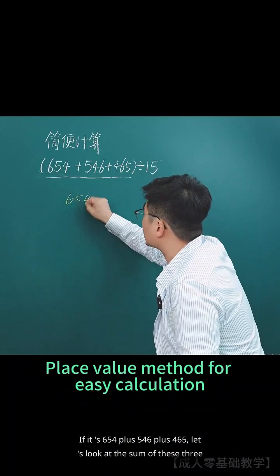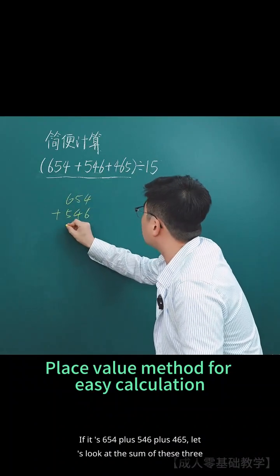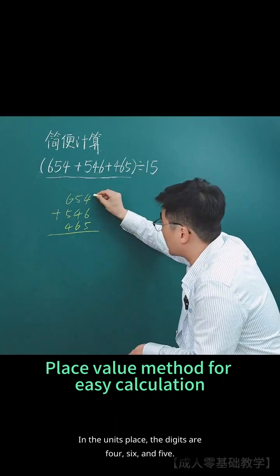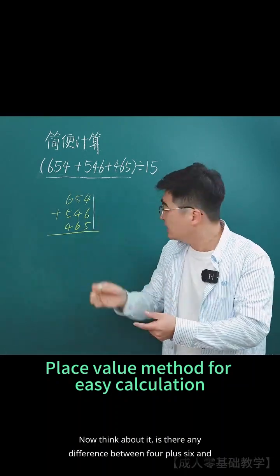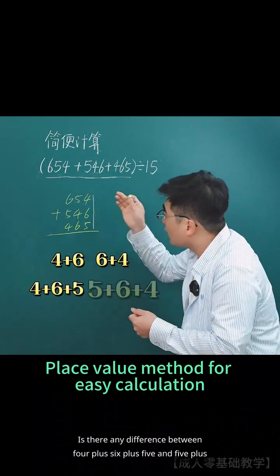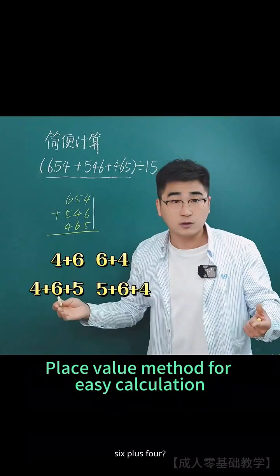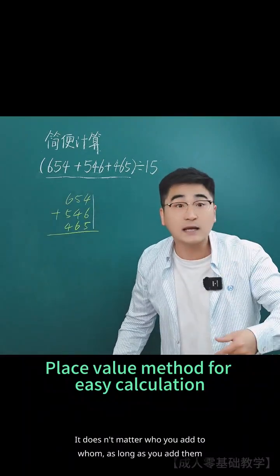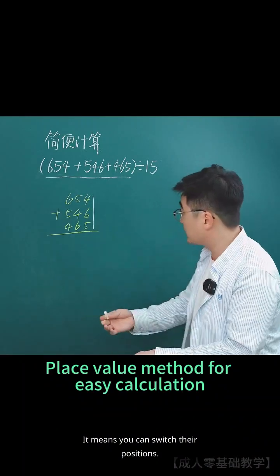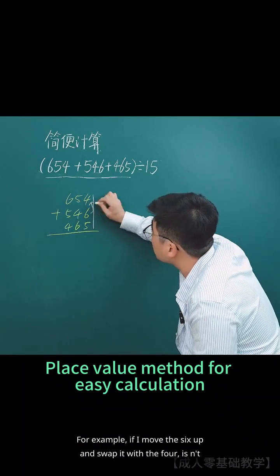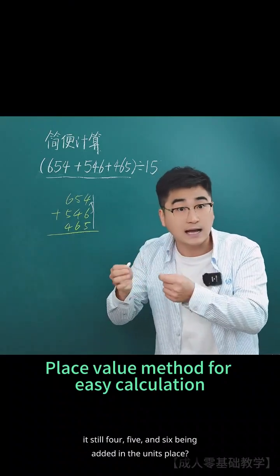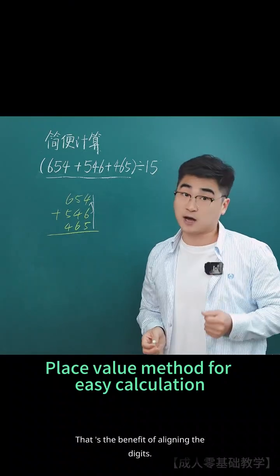If it's 654 plus 546 plus 465, let's look at the sum of these three numbers. In the units place, the digits are 4, 6, and 5. Now think about it. Is there any difference between 4 plus 6 and 6 plus 4? Is there any difference between 4 plus 6 plus 5 and 5 plus 6 plus 4? It doesn't matter who you add to whom, as long as you add them together. What does this show? It means you can switch their positions. For example, if I move the 6 up and swap it with the 4, isn't it still 4, 5, and 6 being added in the units place? That's the benefit of aligning the digits.